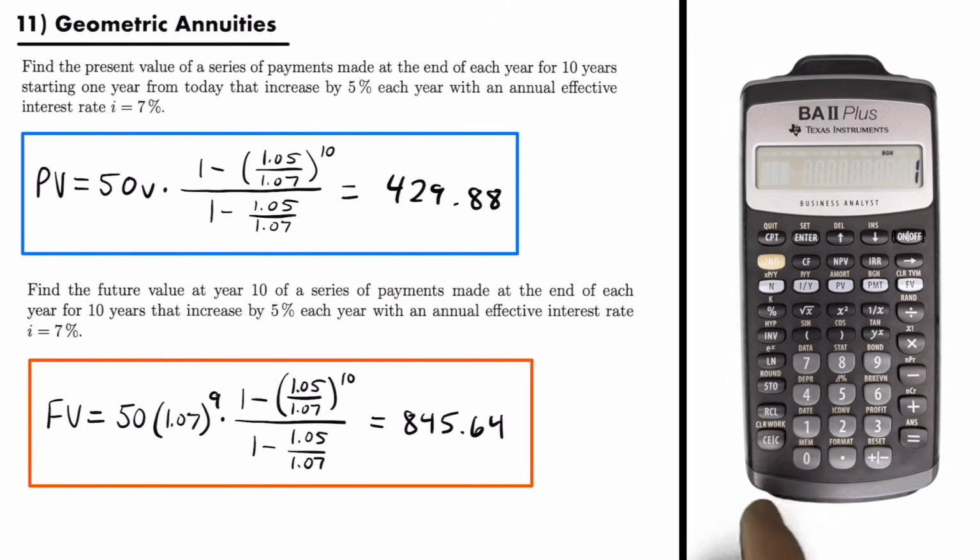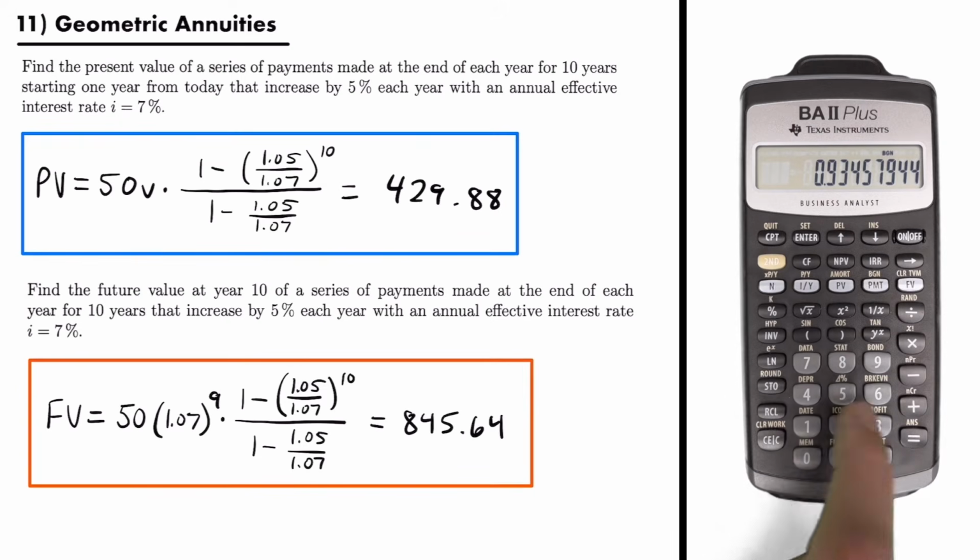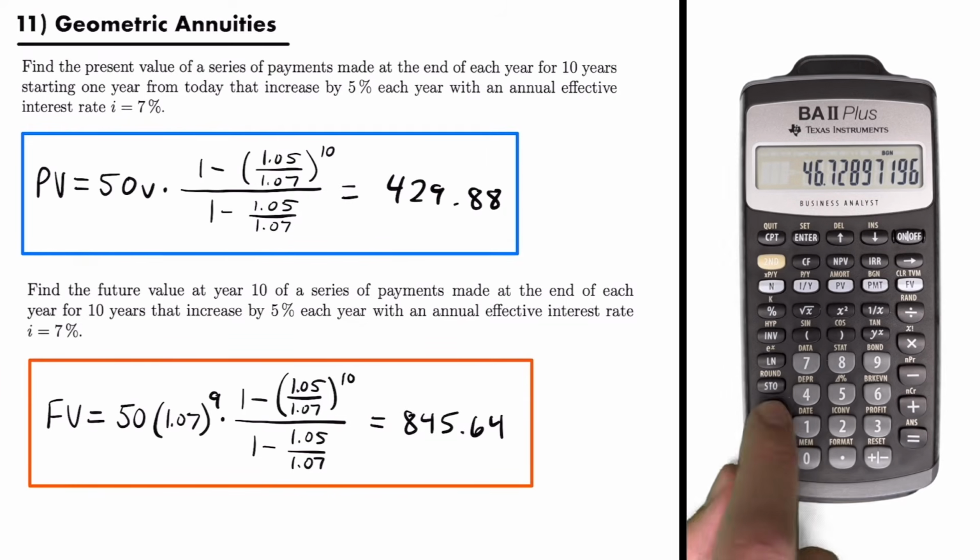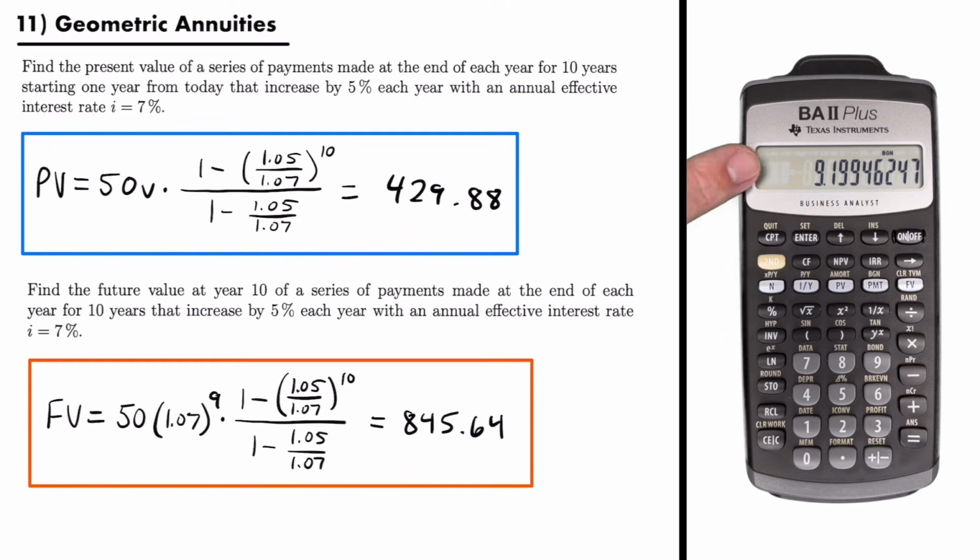So we will have 1 divided by 1.07, and we'll hit equals. That is our present value factor. And then we'll multiply that by 50 and hit equals. And then we'll multiply that by that present value of an annuity due that we calculated. And so let's hit recall 6. There's that present value we calculated, and then we'll hit equals. And now we have our answer of $429.88, which we have right here.